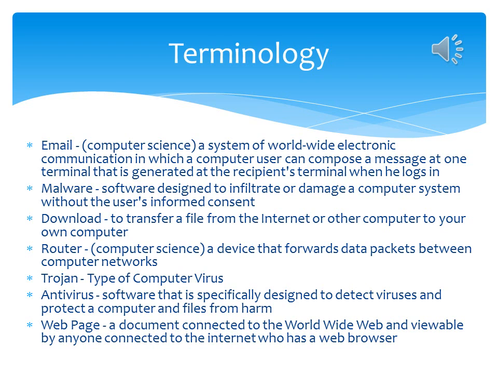A router is a device that forwards data packets between computer networks. A Trojan is a type of computer virus. An antivirus is software that is specifically designed to detect viruses and protect a computer and files from harm. A web page is a document connected to the World Wide Web and viewable by anyone connected to the internet who has a web browser.